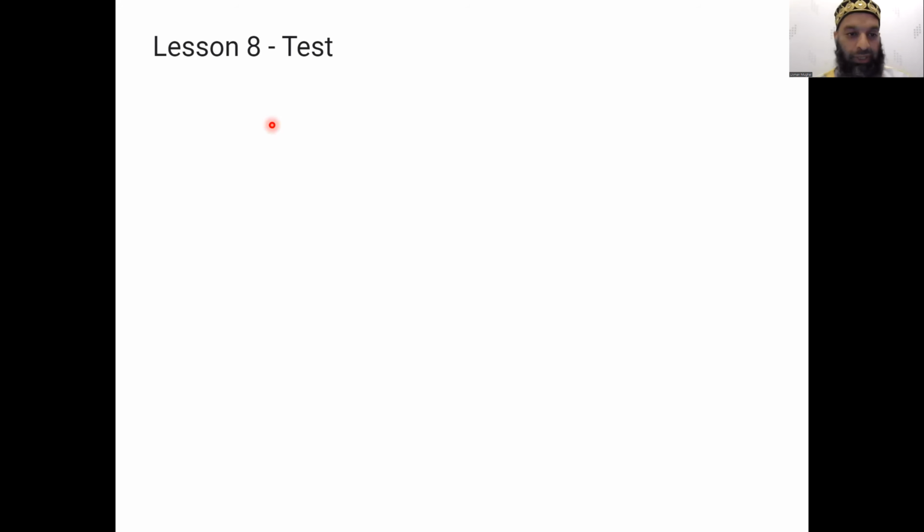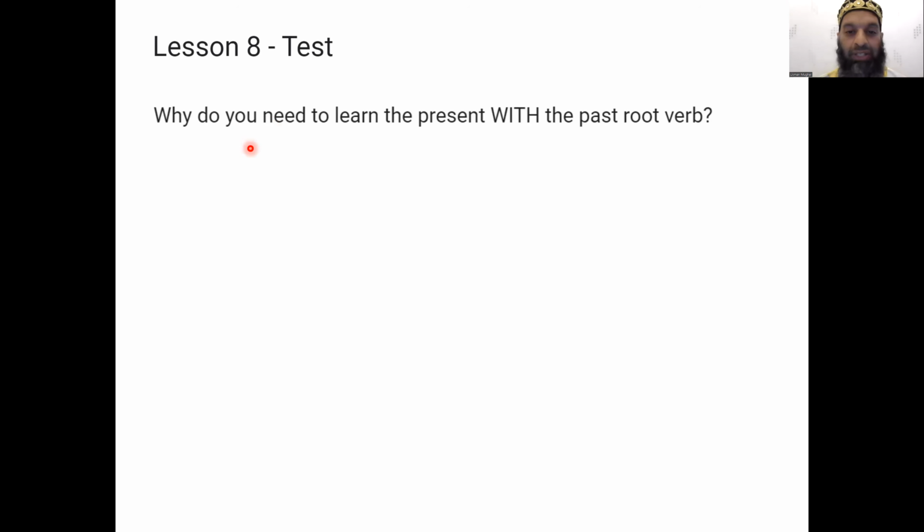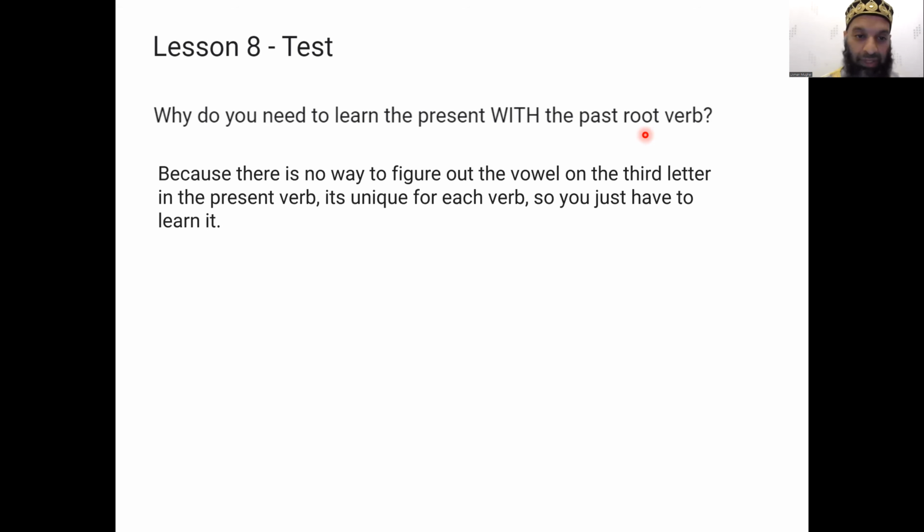Right, so let's go. Test. Why do you need to learn the present tense with the past root verb? We've just done it. It's because you need to know what vowel sits on the third letter. Just doing it, knowingly repeating it so that it sits in the head.